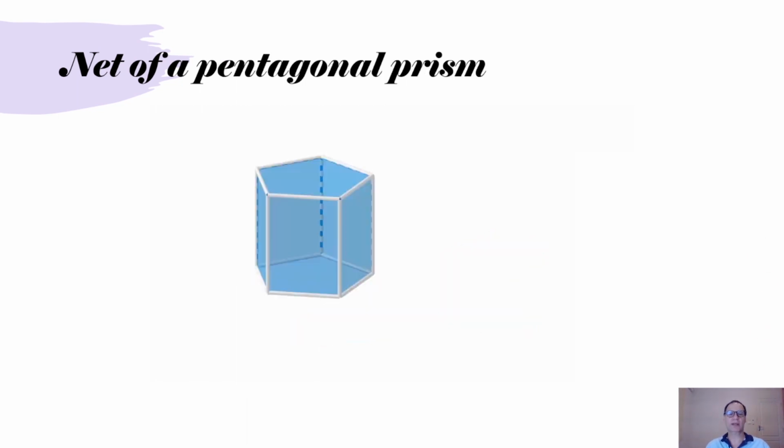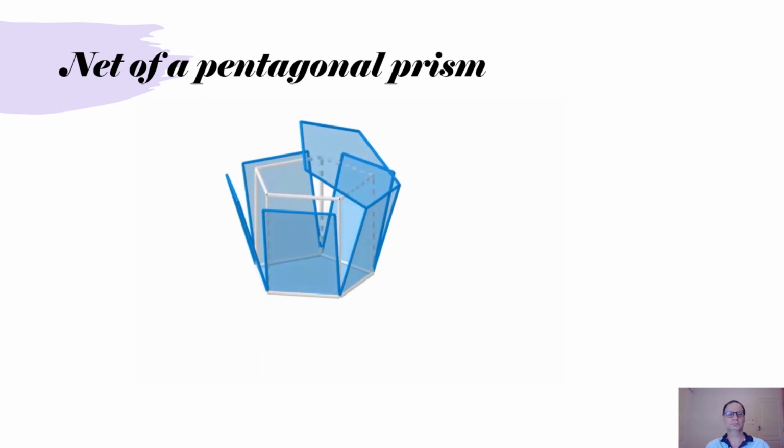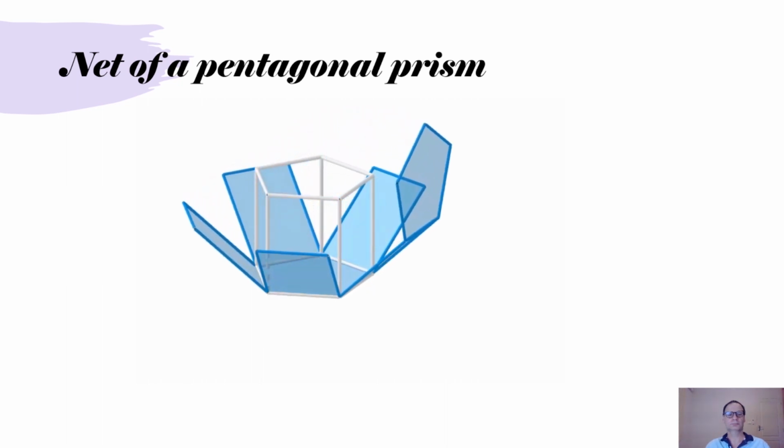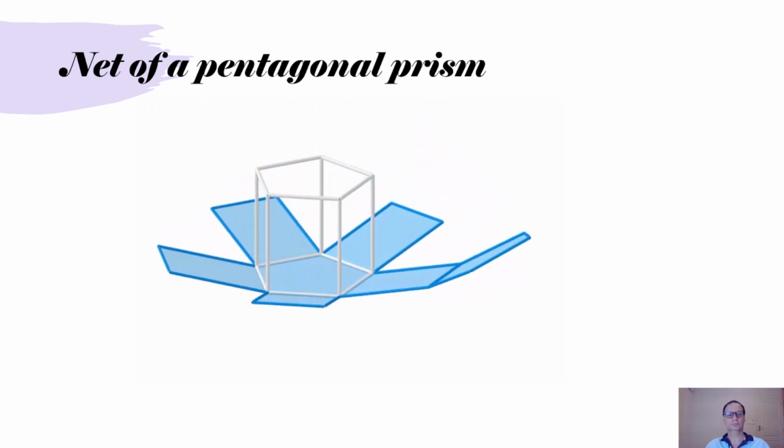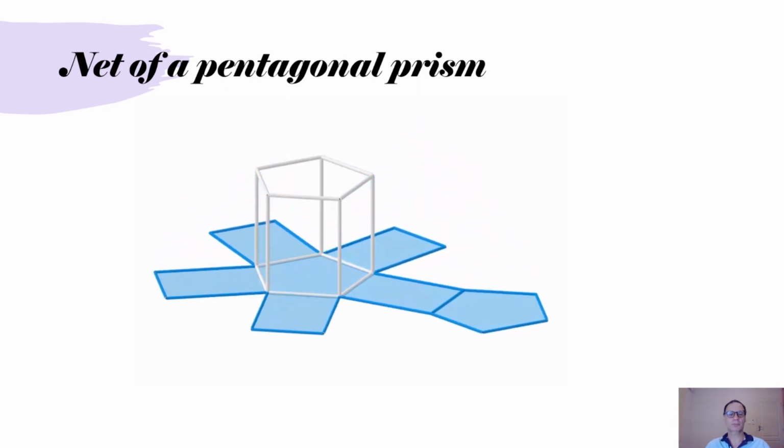This is a net of a pentagonal prism. So it opens up to reveal 2 pentagons, which gives it the name, and 5 rectangles around the outside.